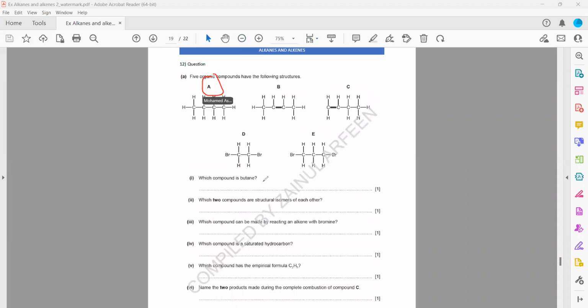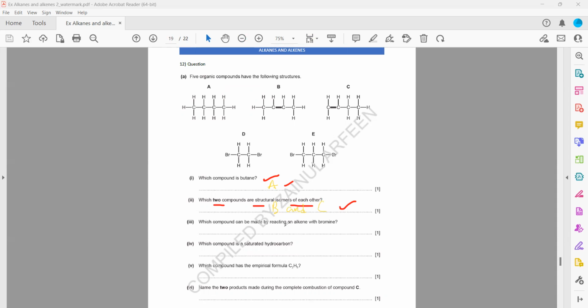A is butane. That's right. Two compounds are the structural isomers of each other. Which two compounds are isomers of each other? B and C. So B and C are isomers of each other.